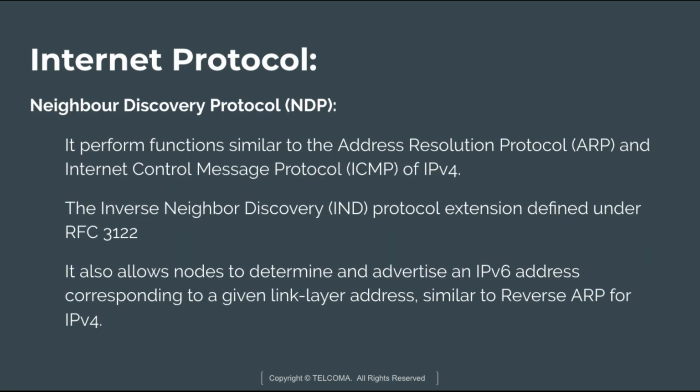Here the NDP performs functions similar to ARP and ICMP of IPv4. The inverse neighbor discovery protocol extension is also defined under RFC 3122, and it allows nodes to determine and advertise an IPv6 address corresponding to the given link layer address or the MAC layer address, similar to the RARP protocol. So it means the NDP works similar to ARP and ICMP, whereas INDP works similar to the reverse address resolution protocol.